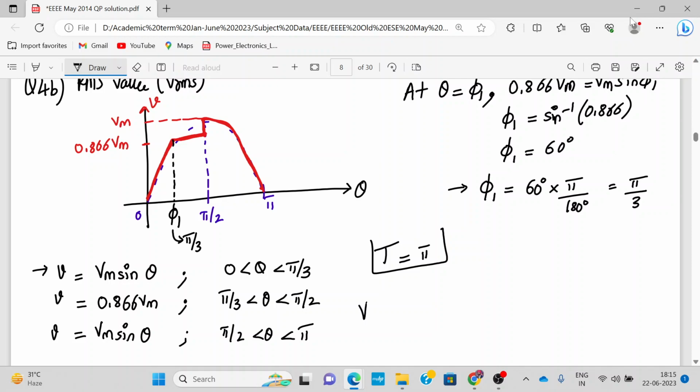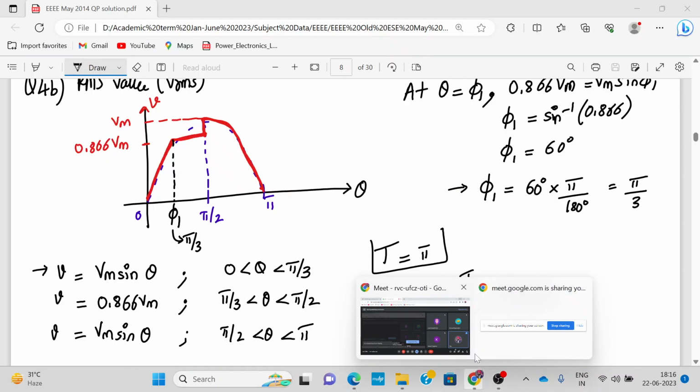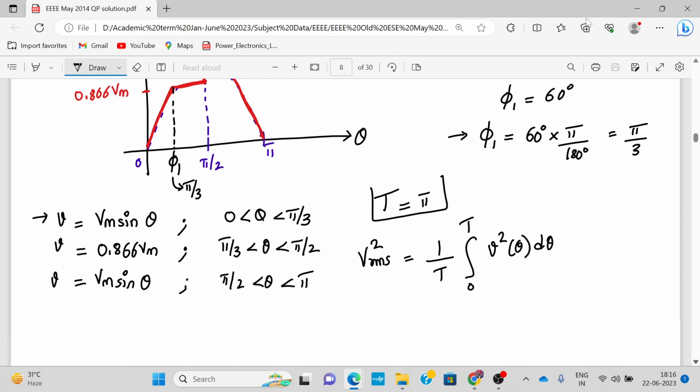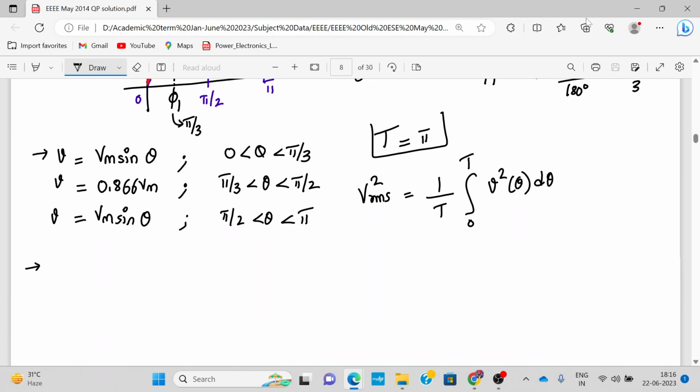And do you know the formula for Vrms? So Vrms square will be 1 upon T, integral 0 to T, v square theta d theta. This much is clear to you, everyone? Yes. Okay. Now it's the matter of substituting in the formula. So we can write Vrms square, of course, instead of period T, we'll write 1 upon pi, integral 0 to pi, v square theta d theta.